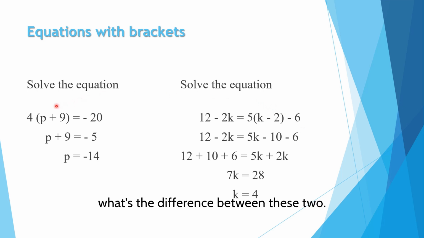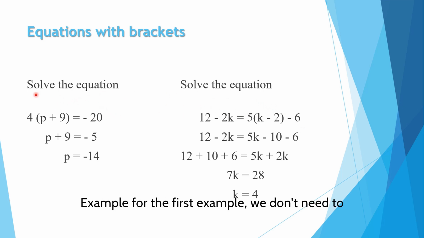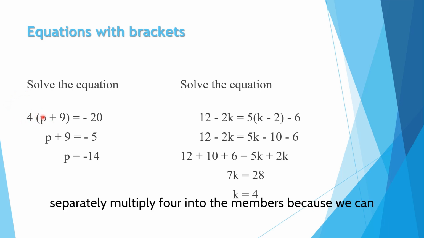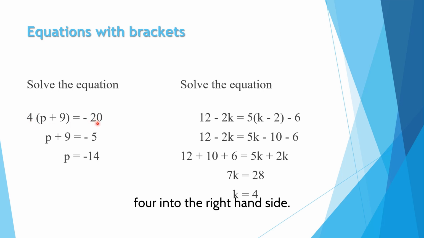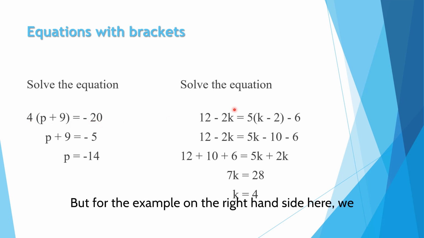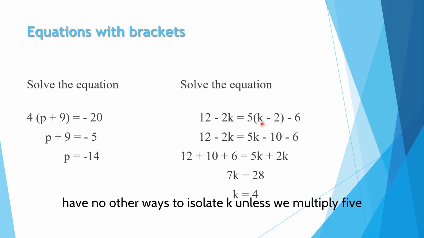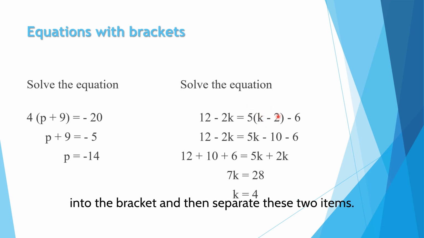Let's look at the difference between these two examples. For the first example, we don't need to separately multiply 4 into the members, because we can already isolate p by just transposing the 4 to the right-hand side. But for the example on the right-hand side, we have no other way to isolate k unless we multiply 5 into the bracket and then separate these two items.